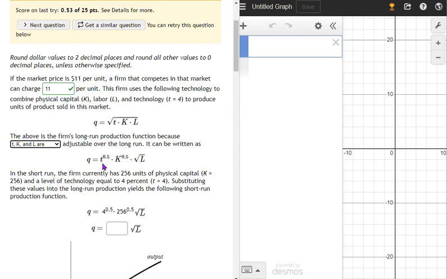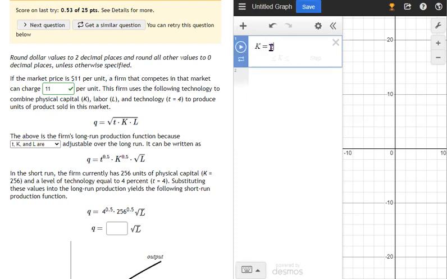The reason why I write it like this is because I want to highlight the idea that we're going to let labor change in the short run, but we want to calculate this part here. This is giving me the coefficient. Once we assume short run values for technology and capital, this is just going to be some number. Now in the short run, capital K is assumed to be 256.